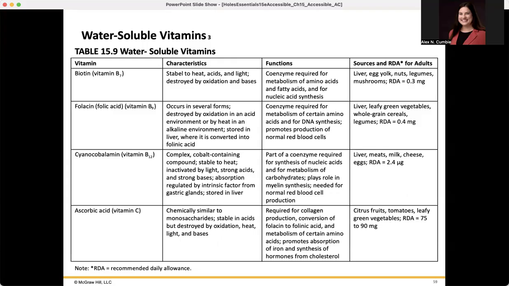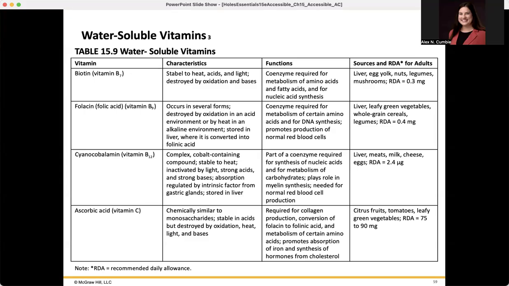Another table with these vitamins. Vitamin B7, biotin. This is helping us again for processing amino acids, fatty acids, nucleic acid synthesis. This helps us with forming our DNA and RNA. Vitamin B9, folic acid, folacin, helps with DNA synthesis, helps us produce new red blood cells.